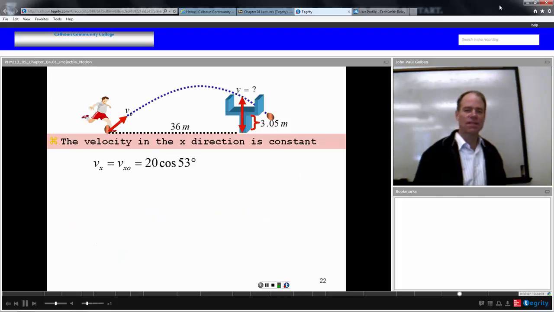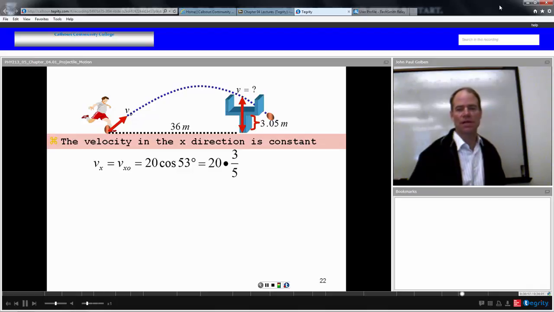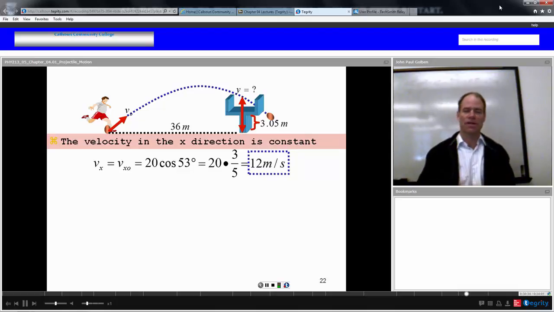Our velocity in the x direction will be constant. It will be our initial velocity component in that direction. V naught is 20, but then our component in the x direction will be the cosine of 53 degrees. So 20 times cosine of 53 degrees is 20 times 0.6, 3/5. But if you do it on the calculator, you'll get that as well.